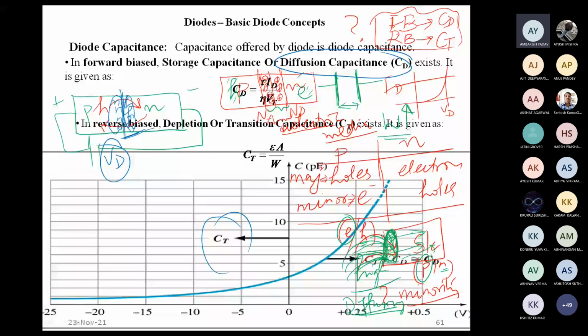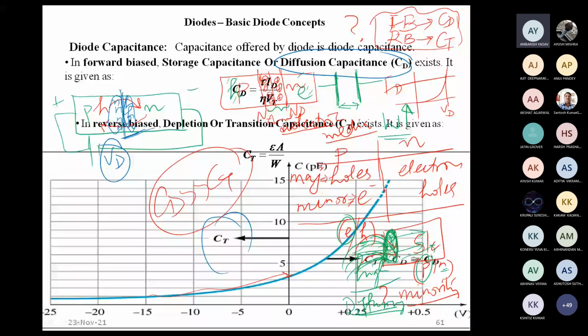When applied voltage is larger than zero, we are in the forward bias, and as the accumulated charges across the junction grow, we can see the diffusion capacitance grow also. So diffusion capacitance is very large as compared to the transition capacitance.